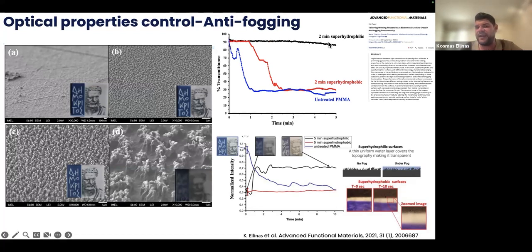So by measuring the transmittance, we saw that the super hydrophilic surfaces with very low topography were able to maintain a very high transmittance rate even after several minutes of exposing it to humidity compared to the other types of surfaces tested. So by tuning the wetting properties of a surface, you can also make antifogging surfaces or even anti-icing surfaces, surfaces in which ice is not easily formed or it is easily detached.